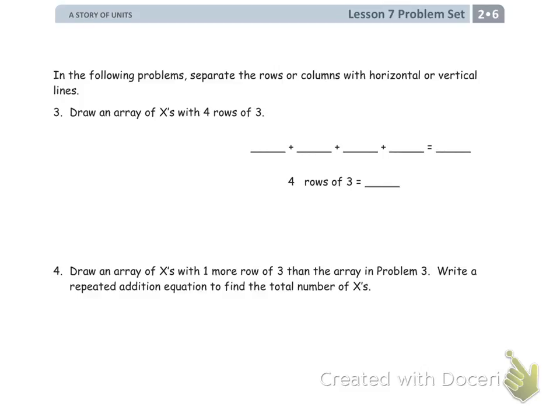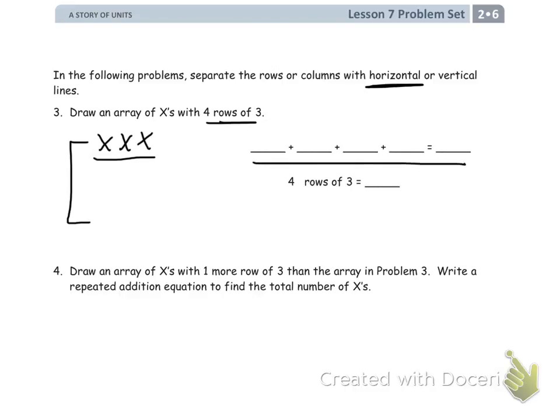Alright, so moving on to problem 3. It looks like we need to separate the rows or columns with horizontal or vertical lines. Now draw an array of x's with 4 rows of 3. Now, when I'm looking at this, rows, that's what stands out at me. Rows, those go back and forth, just like horizontal lines. So for this first one, I would draw my array, and I would have my 4 rows with 3 in them, and then I would have horizontal lines separating them, just like this. And so there's 1 row, but I need to have 4 of them, so you would go ahead and draw the rest of those, then use that array to answer these problems.